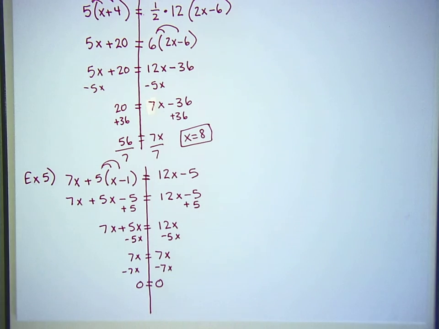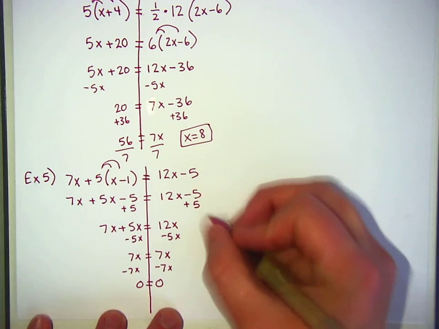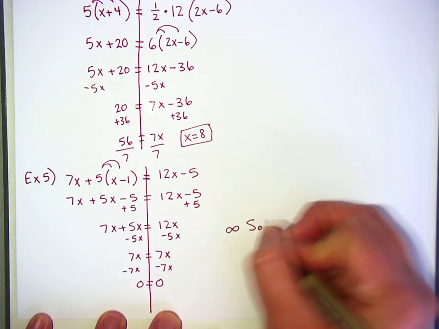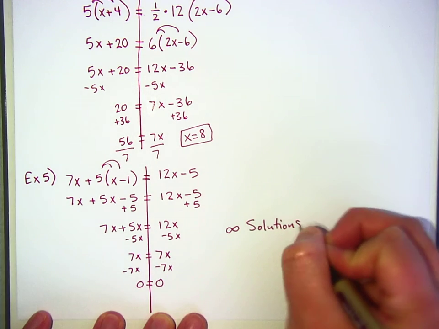You can't put 0x. No, because 0 times x is 0. 0 times anything is 0. So our answer is x. So your answer is actually infinite solutions. And let me explain why.